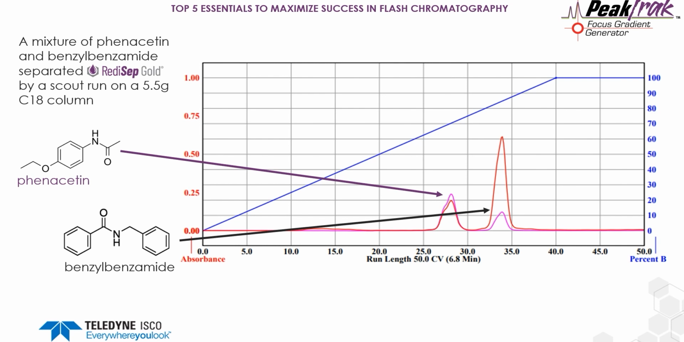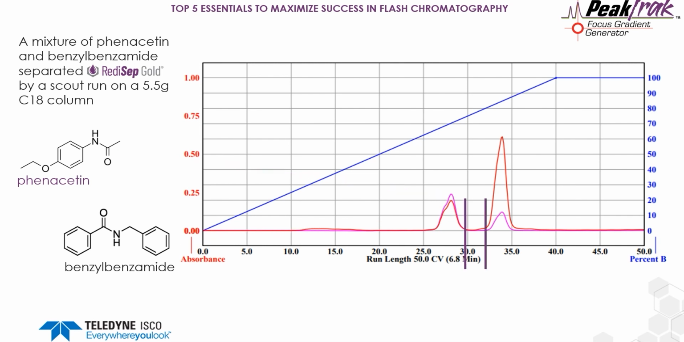And you can see the resolution between these two peaks. We're not seeing the greatest separation between these two peaks, but we are seeing baseline resolution. But what happens when we decide to run this on a focus gradient?